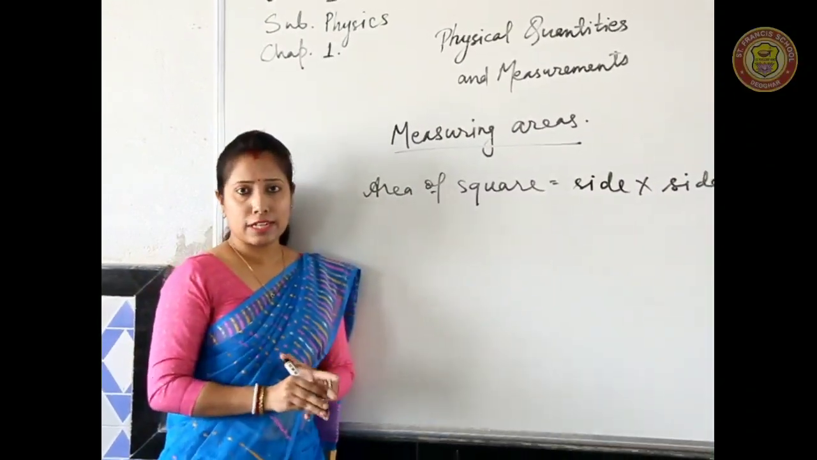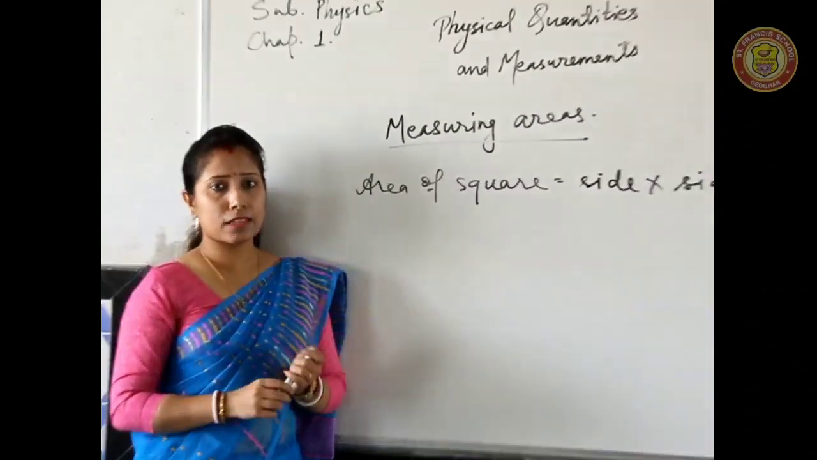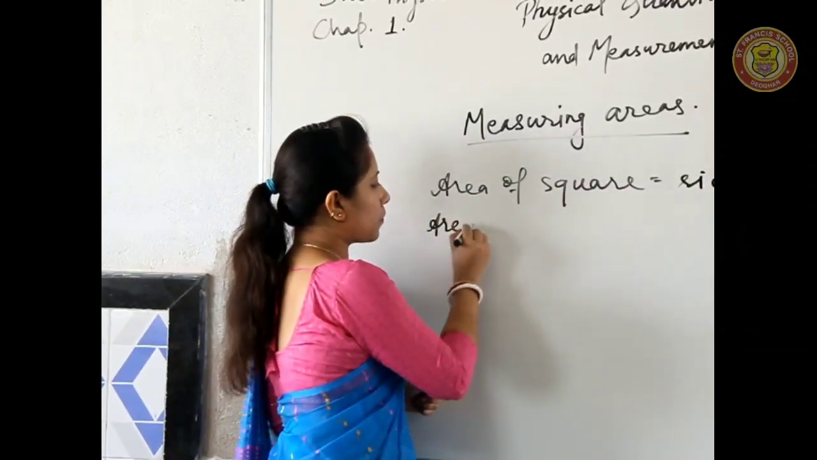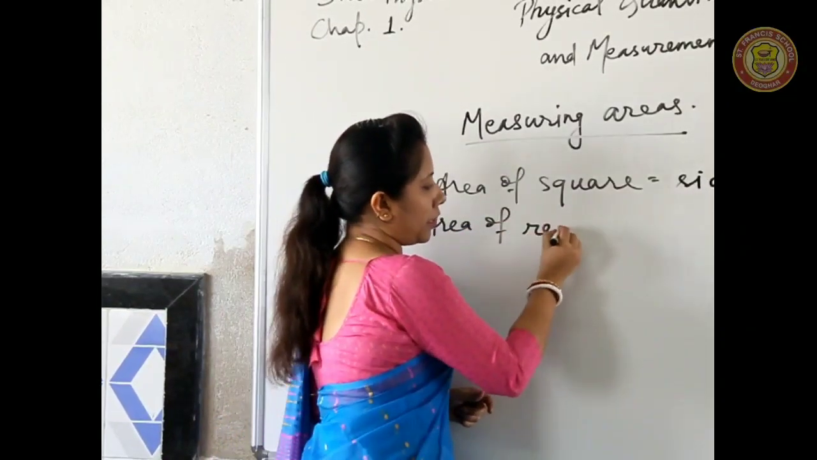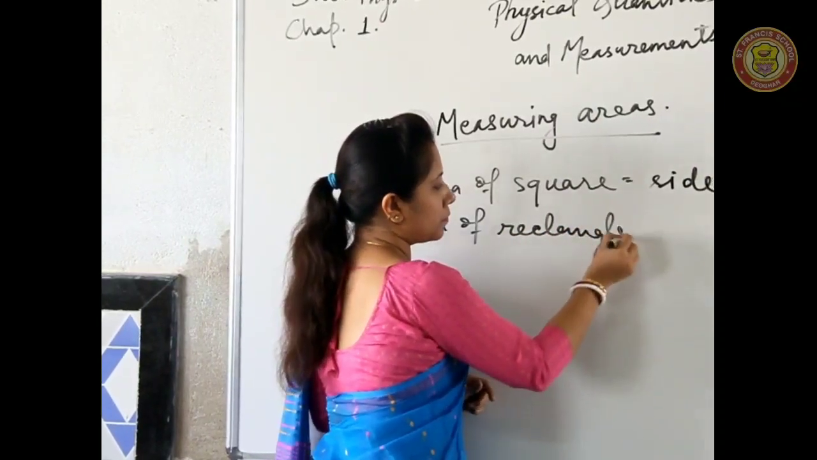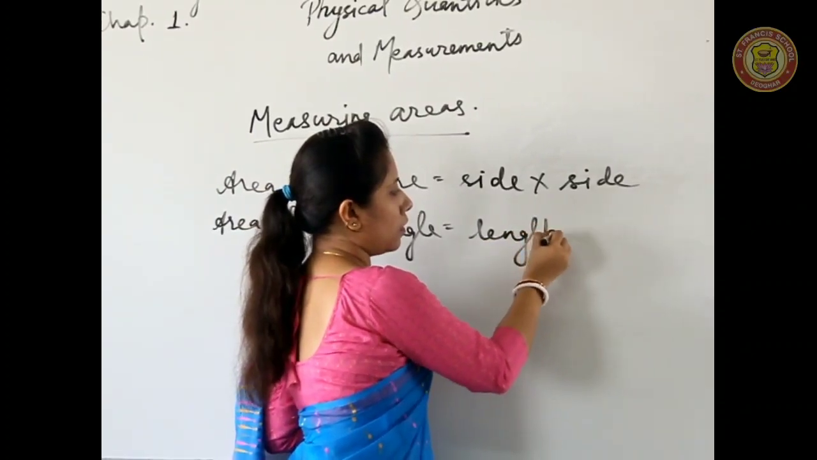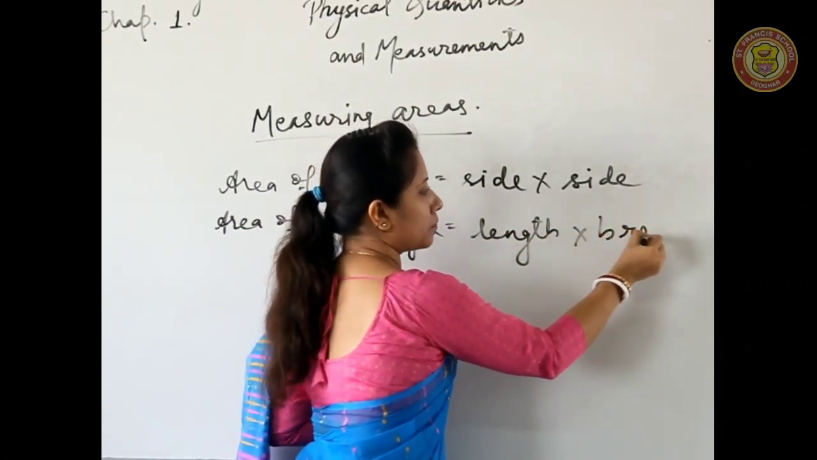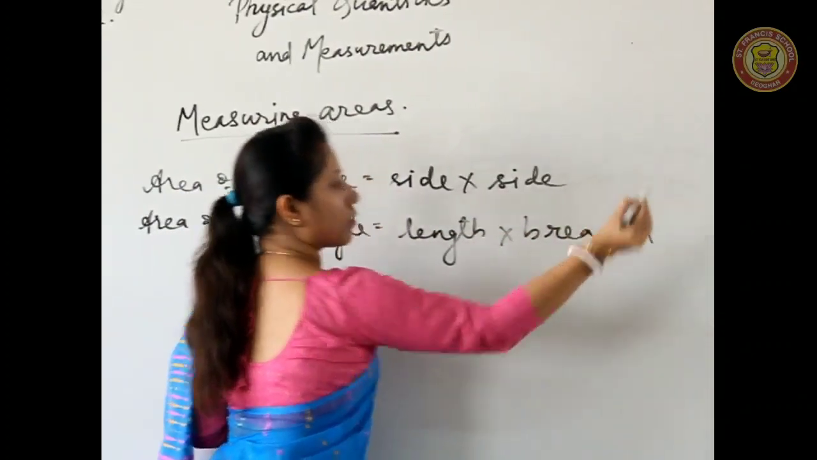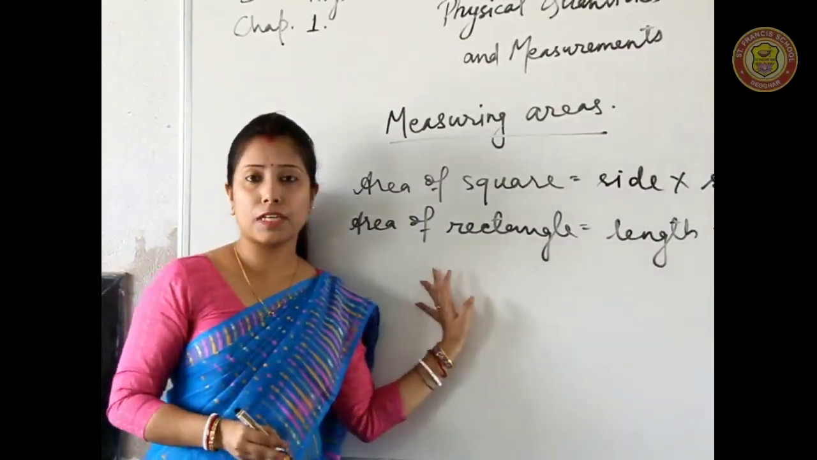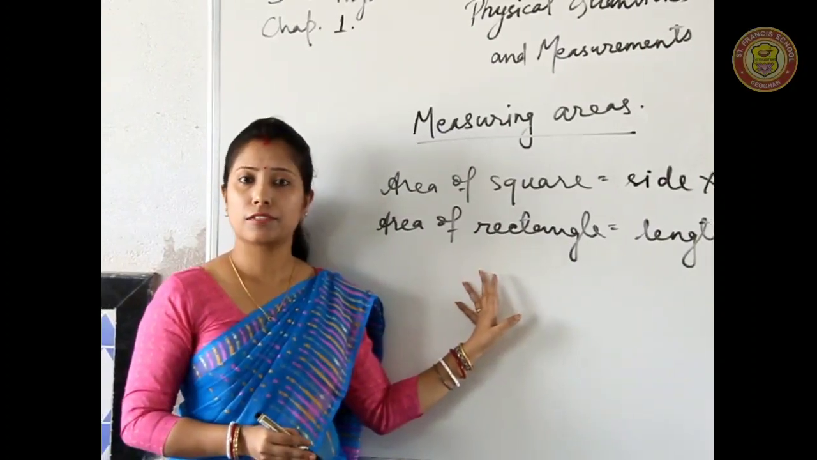After area of square, next is area of rectangle. You all know that the length and breadth are different in a rectangle. So area of rectangle equals length into breadth.